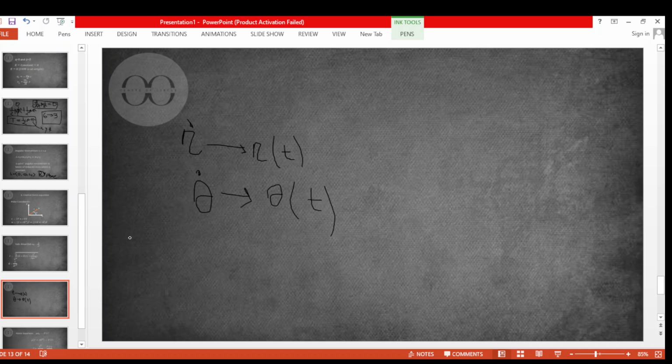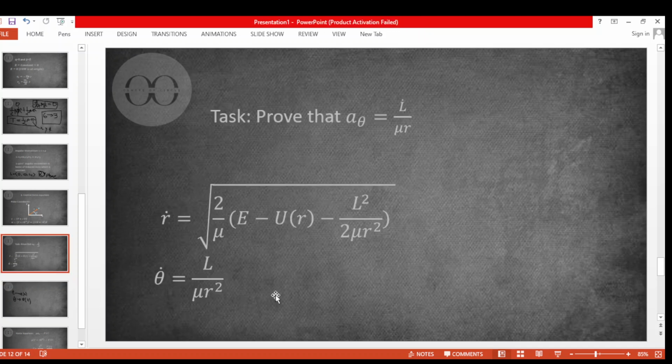So we found r as a function of t and theta as a function of t. Now we can write some equation r as a function of theta, and then we can solve this and find the equation of motion for this system. But here is a key concept.